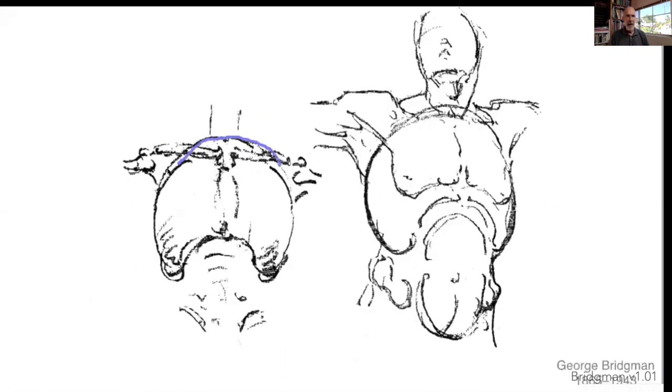Bridgman, in his ideal figure, chooses to make the rib cage a beach ball. It's not a perfect beach ball. It's a beach ball that's not full of air completely, and it's a hot summer day, and it's starting to wobble a little bit. And he pulls out that thoracic arch.